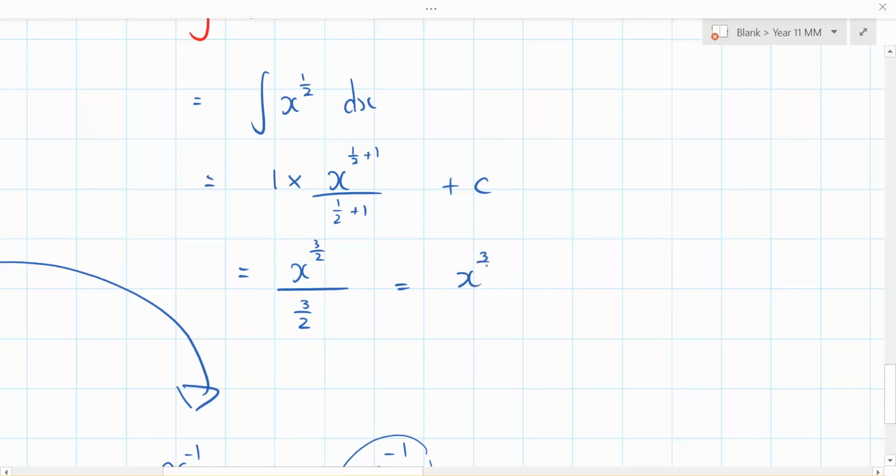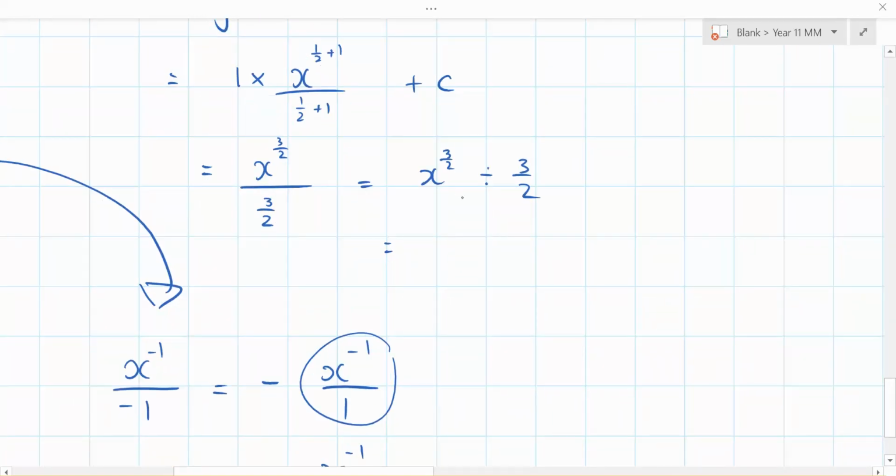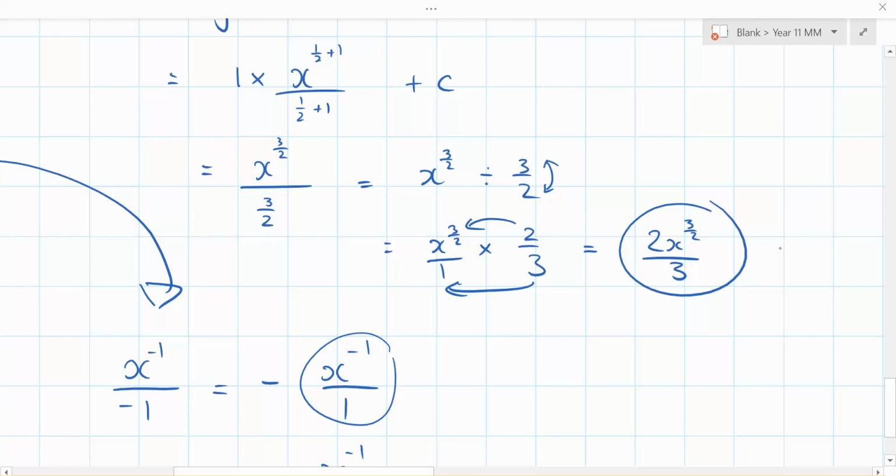And I'm going to rewrite the fraction again. Remember, this massive line here means divide. And you're dividing by 3 on 2. Don't forget your primary school fractions here. We would rewrite it as times and do the reciprocal. So it's 2 on 3. And that gives you now 2 times x to the power of 3 on 2, all over 3, because 3 goes in the denominator and this is the numerator. Okay. And that would be my answer, but don't forget, you have the plus c.